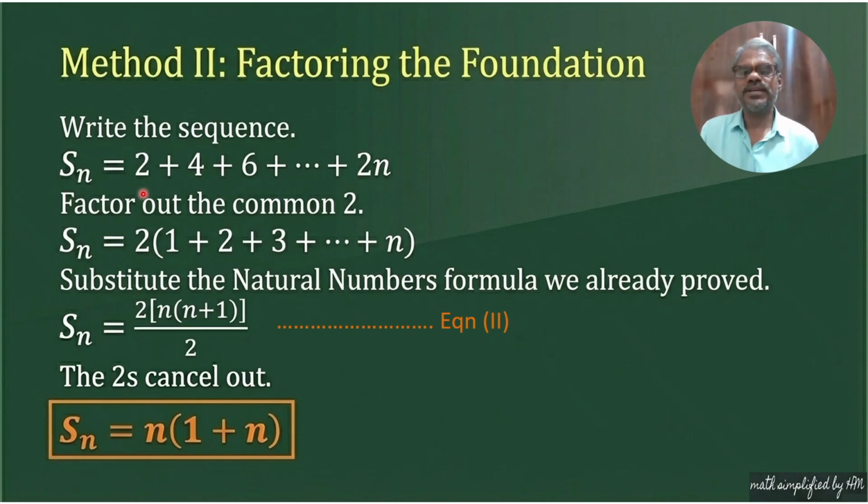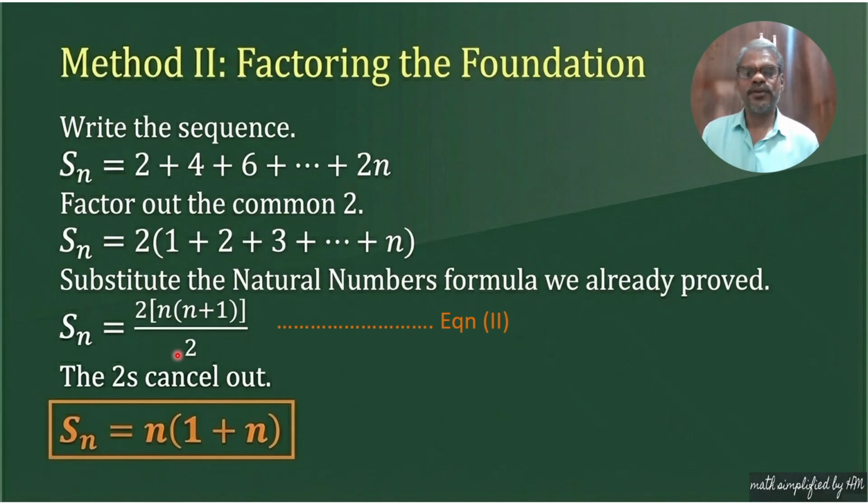Write the sequence Sn = 2 + 4 + 6 + ... + 2n. Factor out the common 2, and we get Sn = 2(1 + 2 + 3 + ... + n). Substitute the natural numbers formula we already proved and named as equation 1. We get Sn = 2[n(n + 1)/2]. Name this as equation 2.